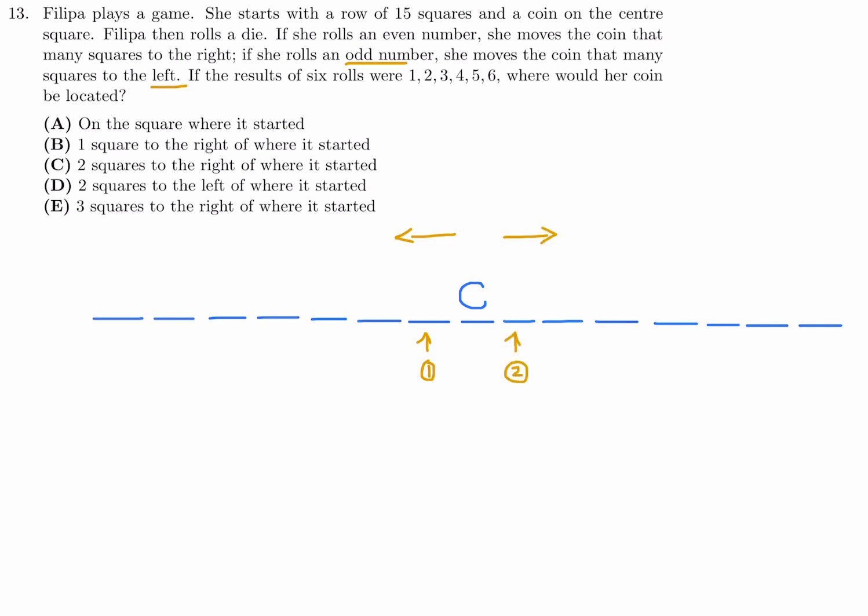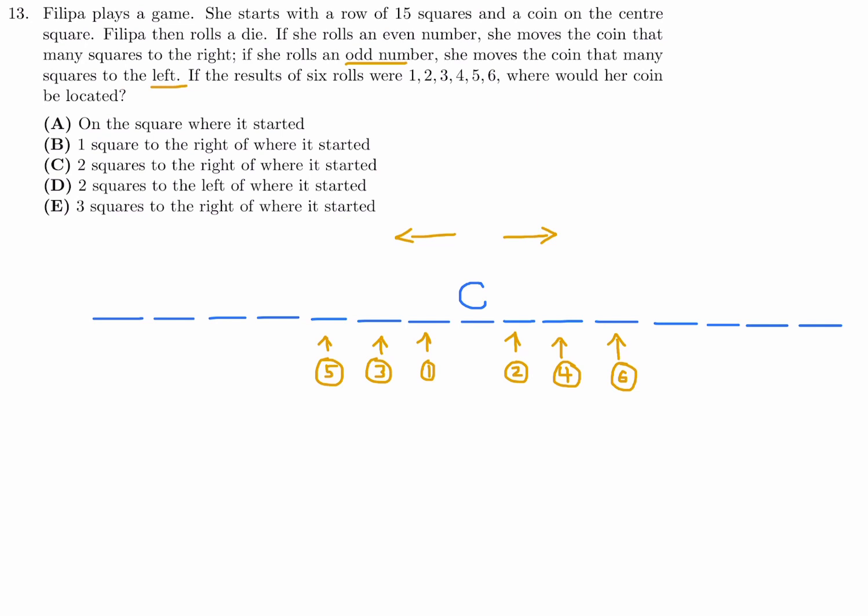And then 3 is odd, so she moves 3 to the left. 1, 2, 3, ends up here after she rolls a 3. Then 4, which is even, so 4 spaces going right. 1, 2, 3, 4, so it ends up here after the 4. 5 going left, 1, 2, 3, 4, 5, so she's going to end up here after the 5. And then finally 6, which is even, so we go 6 places to the right. 1, 2, 3, 4, 5, 6. She will end up here after she rolls a 6.